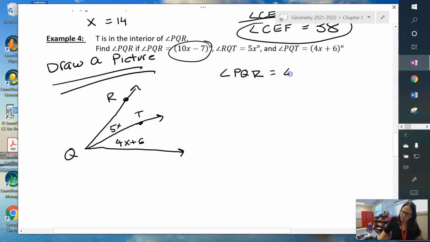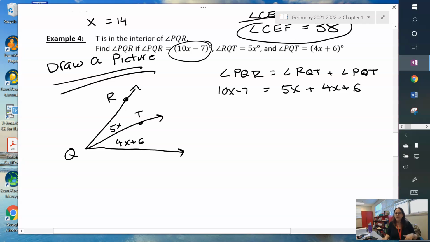PQR is going to equal angle RQT plus angle PQT. Now plug in the expressions that I have. 10x minus 7 equals 5x plus 4x plus 6. That's the geometry. The geometry is done. I've written my equation. Now all I'm doing is algebra to solve my equation.